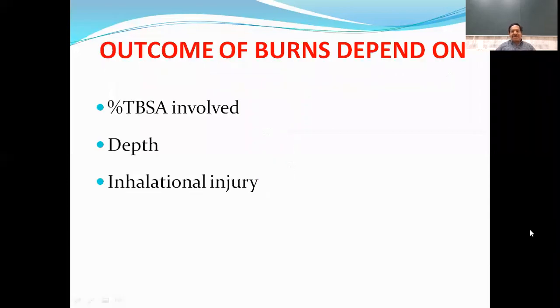Now, outcome depends upon the total percentage of the body surface area involved, and the depth, whether it is superficial or deep. Inhalation injury, we have already seen, can cause high mortality.